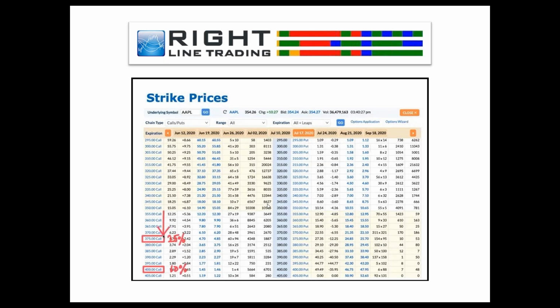Now, if we buy an at the money, the delta is going to be very close to 50. So we're going to be buying a position that has, just taking the delta into consideration, about a 50-50 chance of giving us a successful trade. The further down we go, the lower the probability.